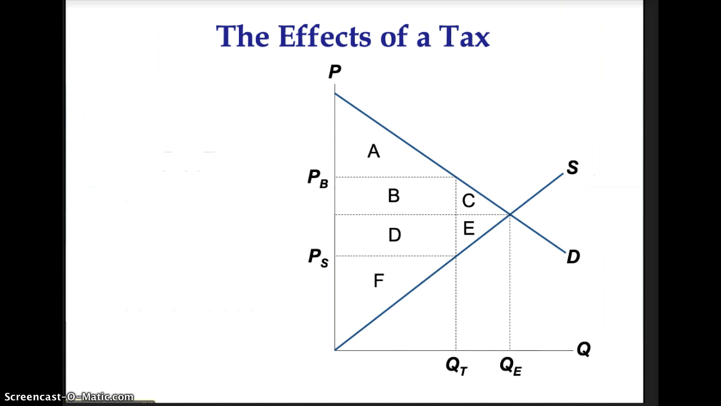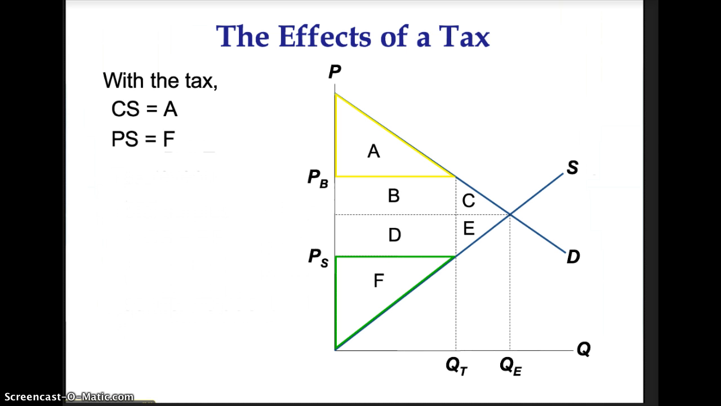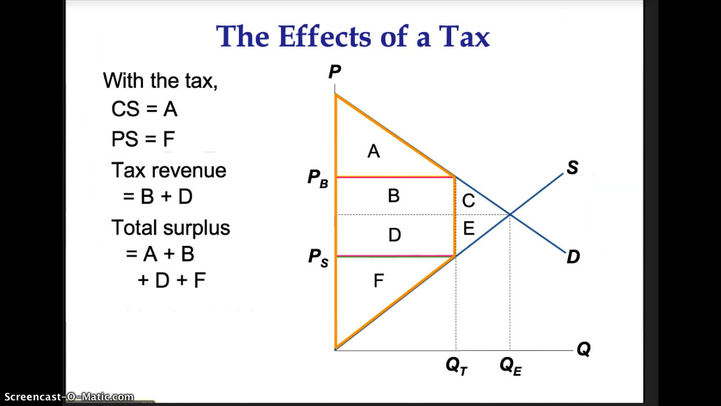With a tax, consumer surplus is going to be reduced. Consumer surplus is reduced only to area A. Producer surplus is reduced only to area F. Tax revenue is equal to the area of B plus D. Remember, tax revenue is added to total surplus since tax revenue pays for beneficial services. Total surplus is A, B, D, and F.